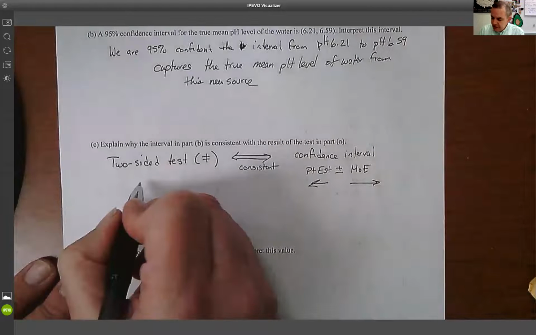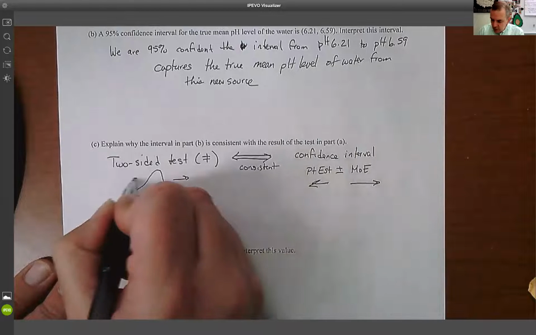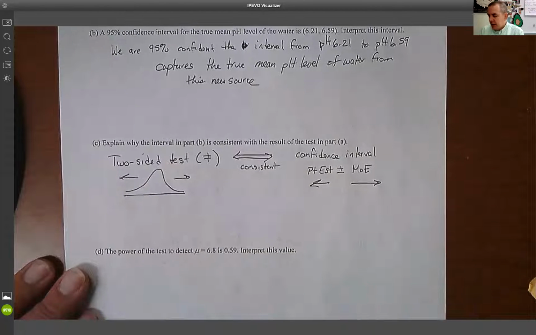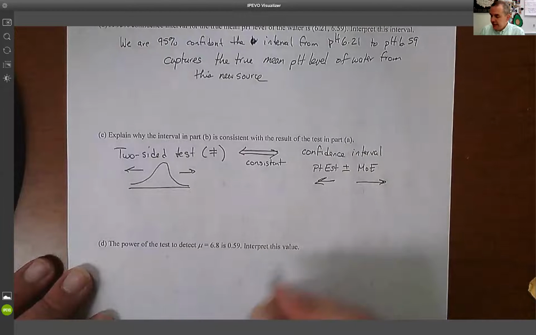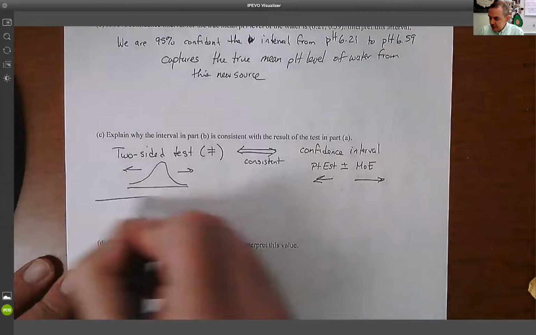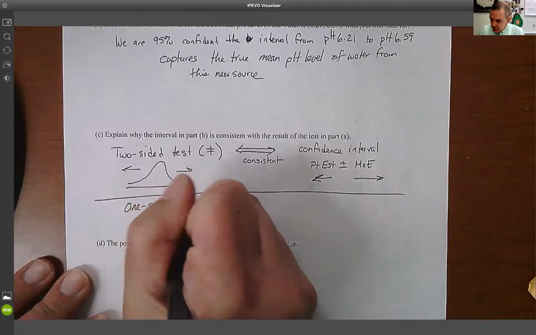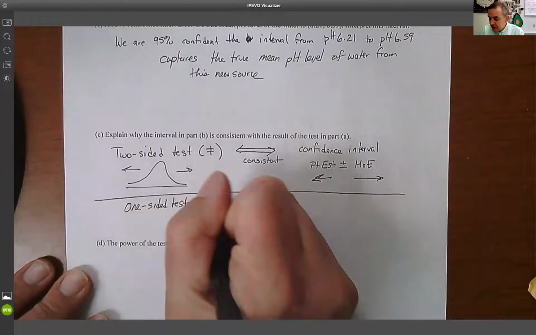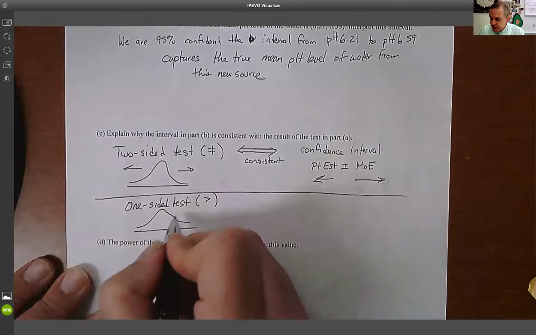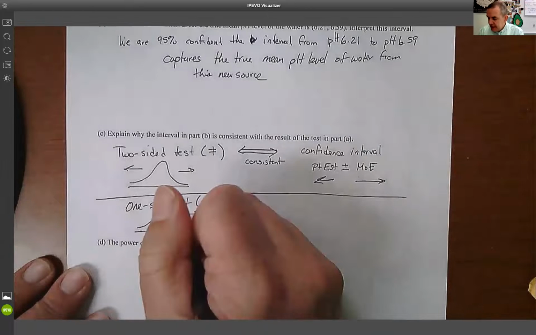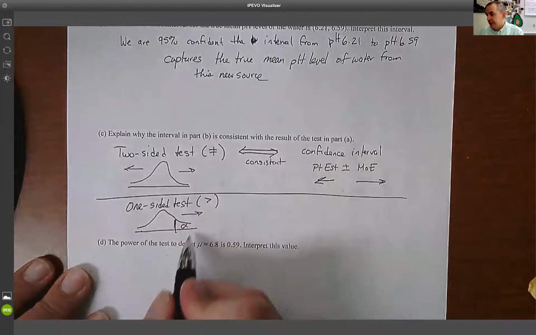When we do a two-sided test, we're kind of looking at that sampling distribution. We're looking down, we're looking up. What it is not consistent with is if I had done a one-sided test. So what I mean is this. If I had done a one-sided test, let's just say a one-sided test to greater than. Again, we have that sampling distribution. I'm only caring about this. My alpha is all going to be over here, so I'm only looking at this side.